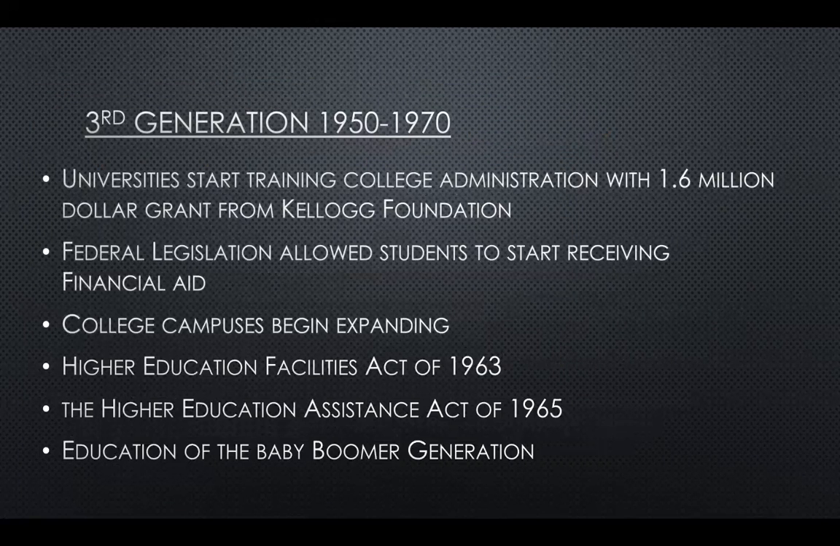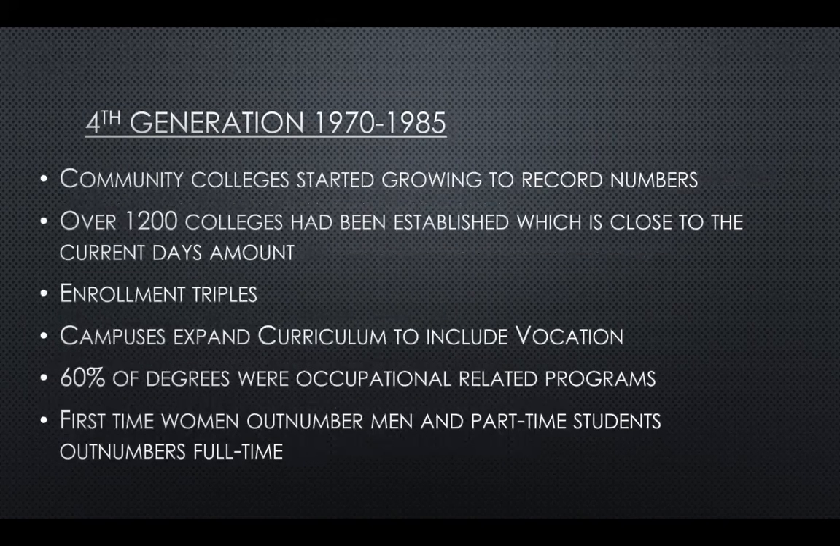Third generation, 1950 through 1970. Universities start training college administration with a $1.6 million grant from the Kellogg Foundation. Federal legislation allowed students to start receiving financial aid. College campuses begin expanding. The Higher Education Facilities Act of 1963 is passed. The Higher Education Act of 1965 is passed, and the education of the baby boomer generation begins.